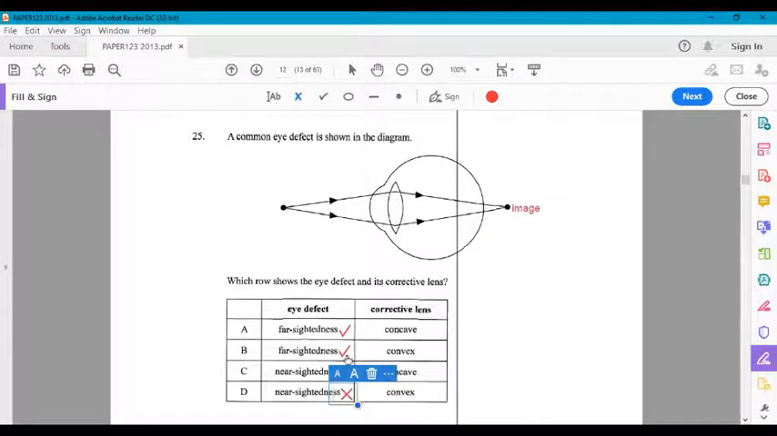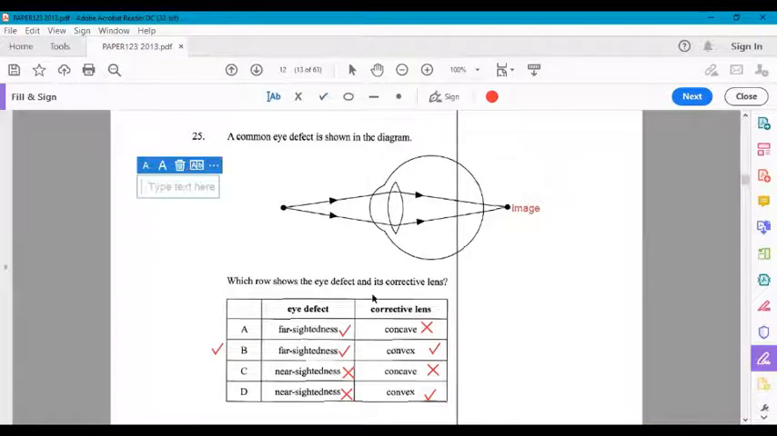And we need the lens that has the opposite effect, okay? So if the light is too spread out, we need the type of lens that brings them together. So that'll be a convex lens. So our answer is B.